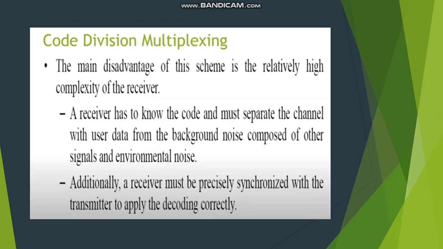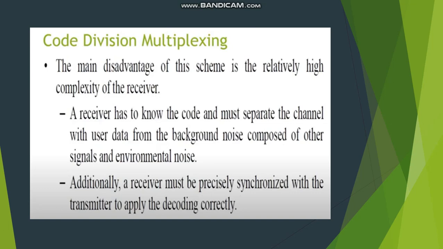The main disadvantage of this scheme is the relative high complexity of the receiver. A receiver has to know the code and must separate the channel with user data from the background noise composed of other signals and environmental noise. मतलब इसमें डिसएडवांटेज क्या है कि रिसीवर को पता होना चाहिए कि कौन से सेंडर ट्राइंग टू सेंड द मैसेजेस और हर एक सेंडर का कोड क्या है. Then based on that code, it must be able to separate the messages that are coming on that frequencies. ऐसा भी हो सकता है कि वो messages के साथ साथ background noise आया हो, कुछ environmental disturbances आया हो, so that can be an issue.